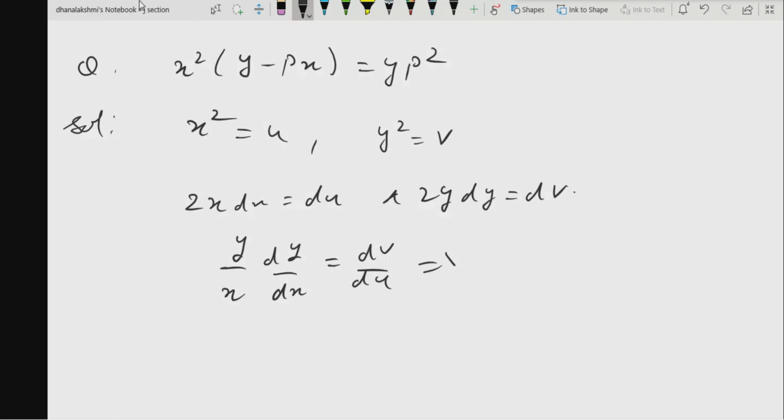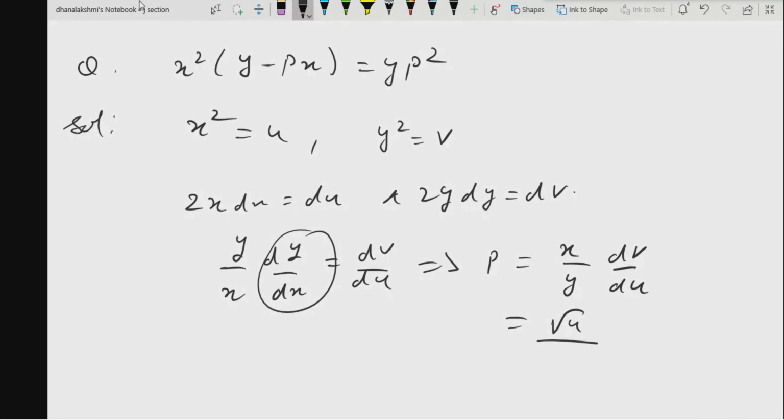What is dy by dx? It is p. So p will be equal to x by y dv by du. Understood? Yes, ma'am. Okay. Again, what is x? x will be root u, y will be root v, and this will be dv by du. So these substitutions I need to make in the given question. Wherever x square, y square, you will write u, v. Wherever p is there, you will write root u by root v into dv by du. Okay. So let us start substituting these values in the given question.